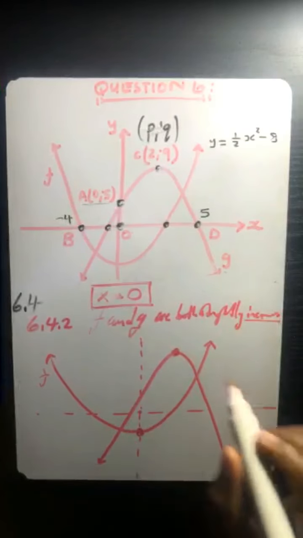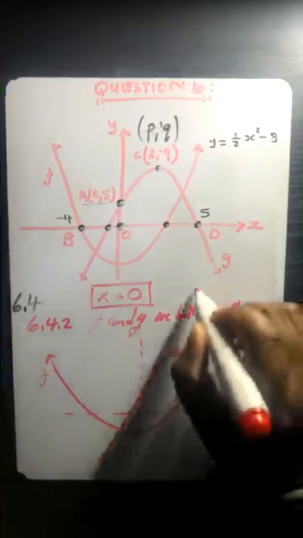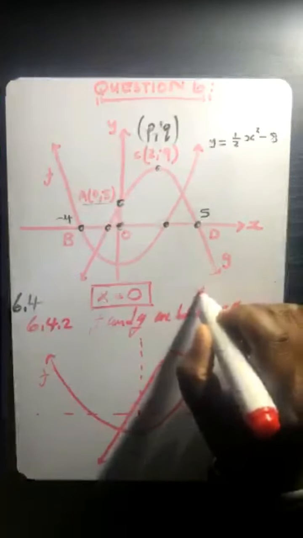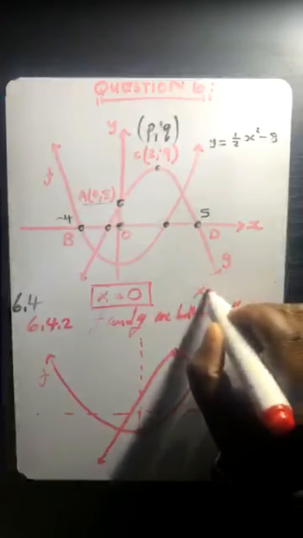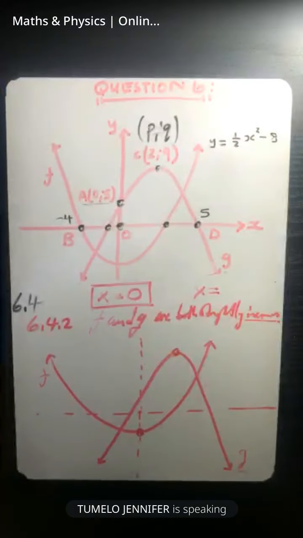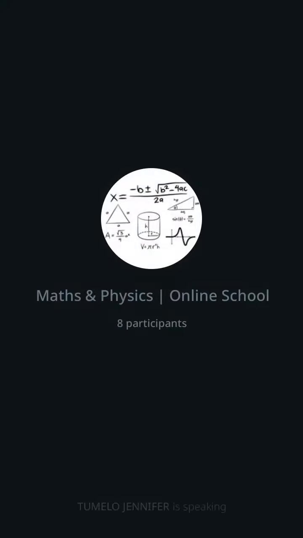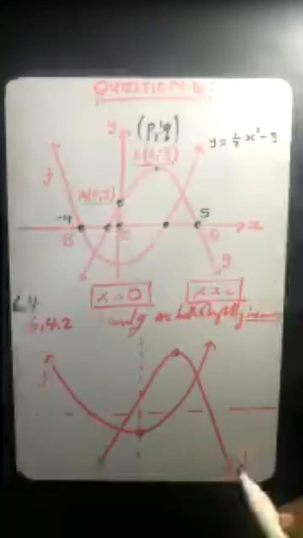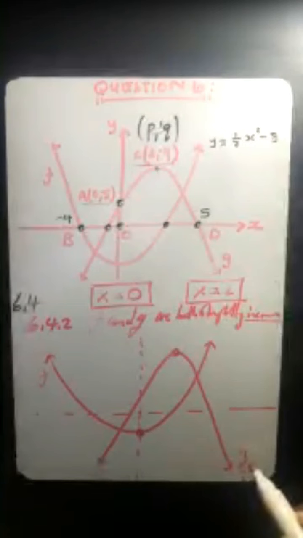So again, do we know the x value there? Yes, it's true. The x value there is 2. You remember, it was given there to say at the turning point of g, the x value is 2.